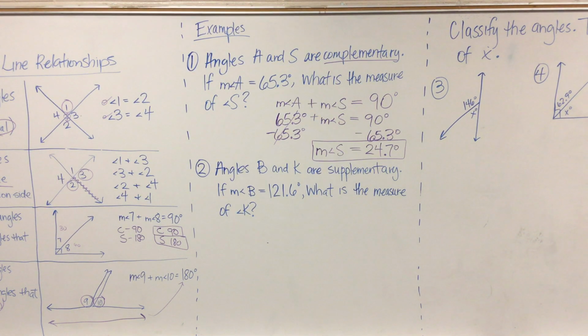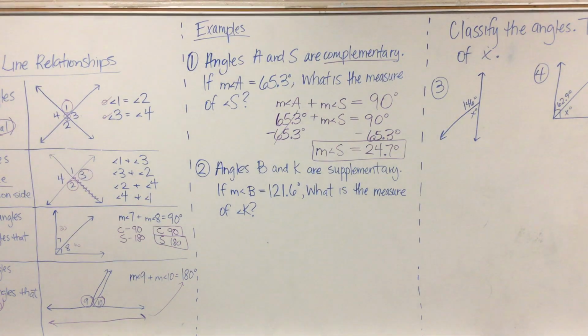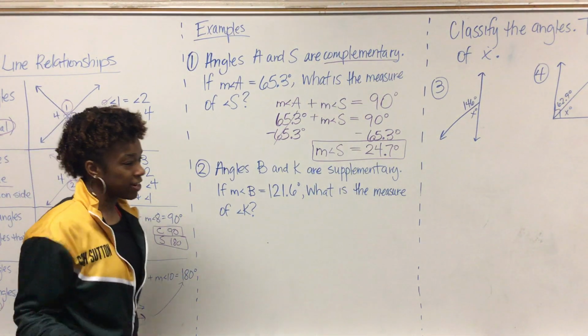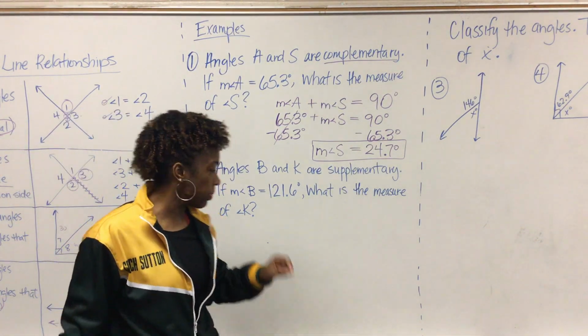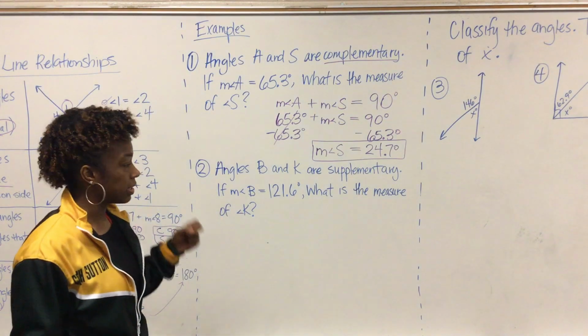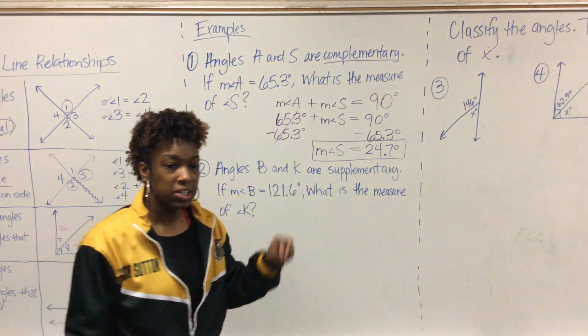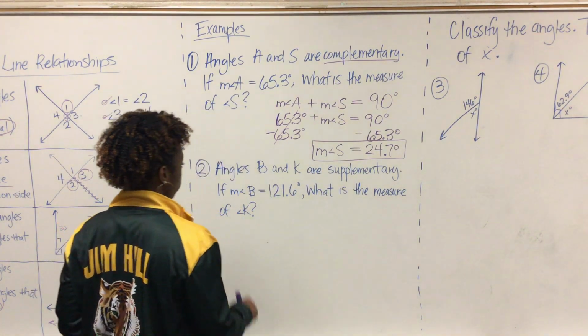All right, so for number 2, angles B and K are supplementary. If the measure of angle B equals 121.6 degrees, what is the measure of angle K? First things first, understand what we are doing. We are looking for angle K. That's one thing. And number 2, these angles are supplementary. So I need to write what I know.